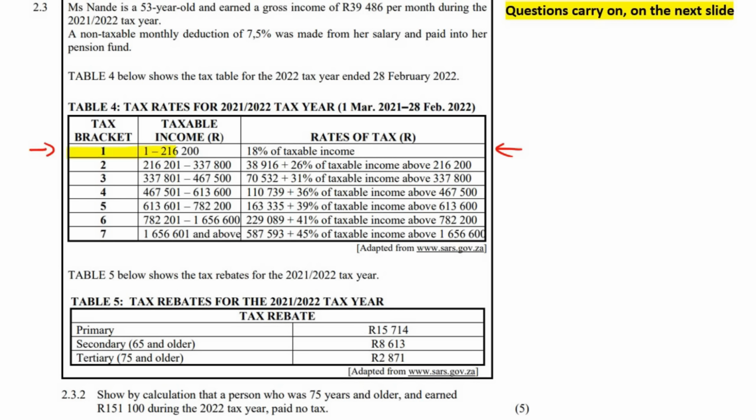So let's just highlight that. How much tax would they pay? Well, you're going to be paying 18% of your taxable income. So we're going to say 18% of however much this person earned, which was 151,100, and if you calculate that, that'll be 27,198 rand. So that is how much tax this person is supposed to pay.